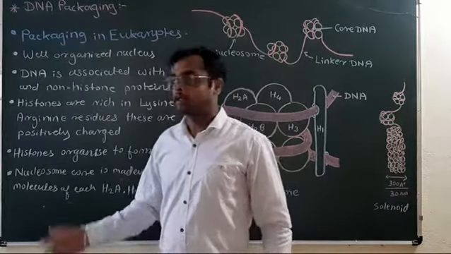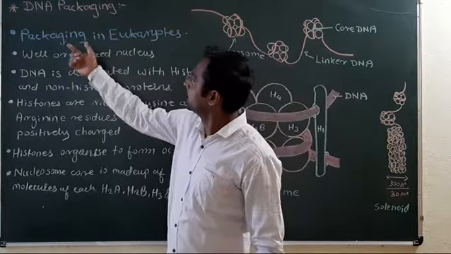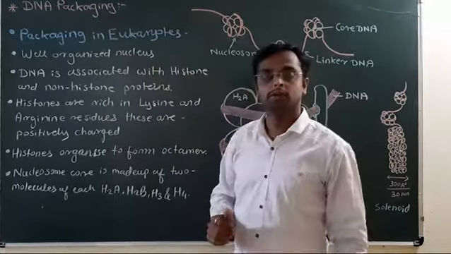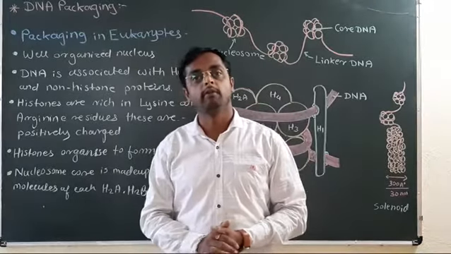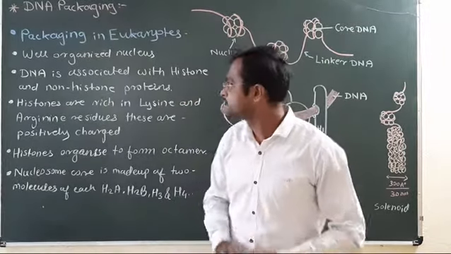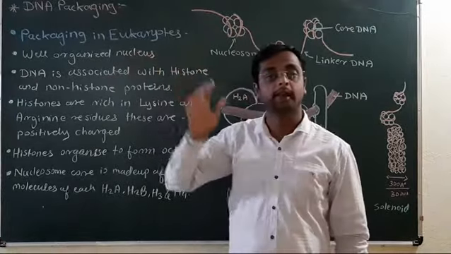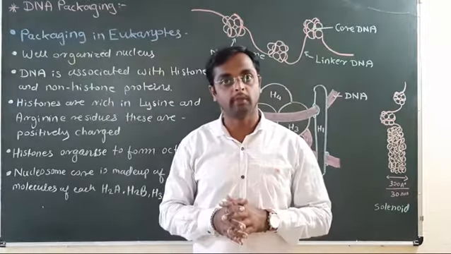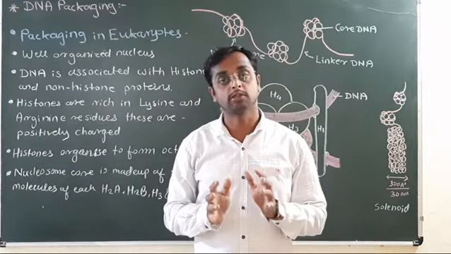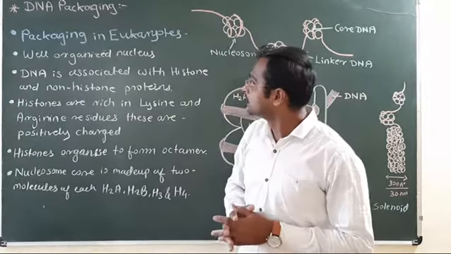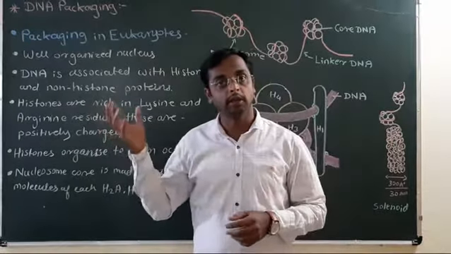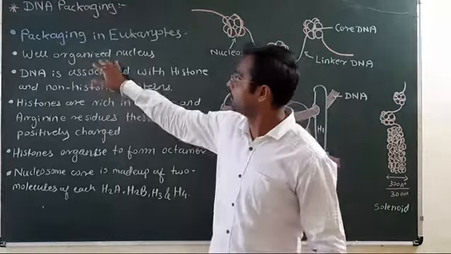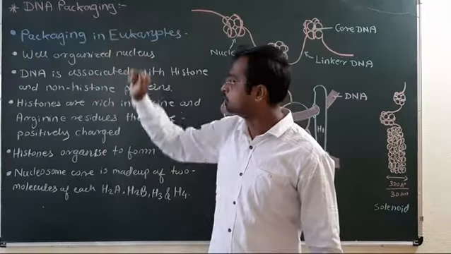Now let us study the packaging of DNA in eukaryotic cell. The packaging in eukaryotes. Eukaryote means having a well developed, well organized nucleus. The characteristics of a well organized nucleus are the presence of nuclear membrane, nucleolus, and nucleoplasm, and the genetic material or the DNA is present inside the nucleus. Understood the well organized nucleus present in the eukaryotic cell.